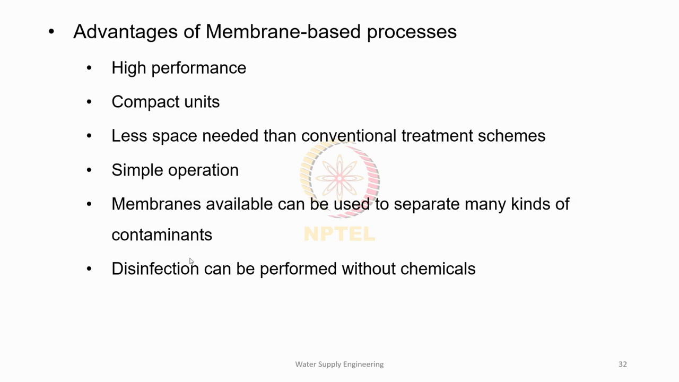So the advantages and disadvantages of membrane-based process we look at are like, first we go to advantages. So it has high performance. It requires only compact units so that it requires lesser space when compared to the conventional treatment schemes. Also, the operation is simple. Available membranes can be used to separate many kinds of contaminants, and without any chemicals, we can achieve disinfection.